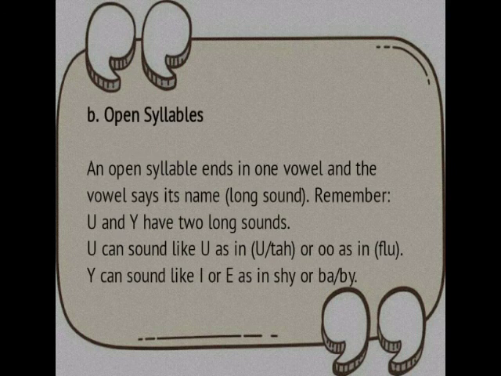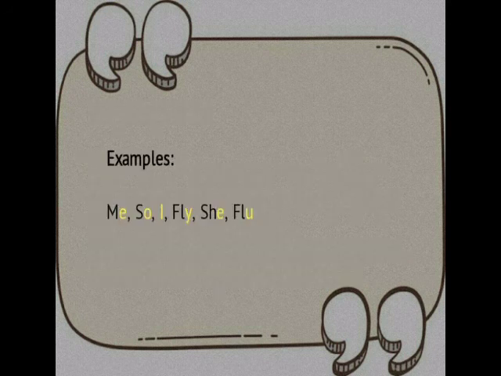B. Open syllable. An open syllable ends in one vowel and the vowel says its name, its long sound. Remember, U and Y have two long sounds. U can sound like U as in you or the OO as in flu. Y can sound like I or E as in shy or baby. For example, me, so, I, fly, she, flew.